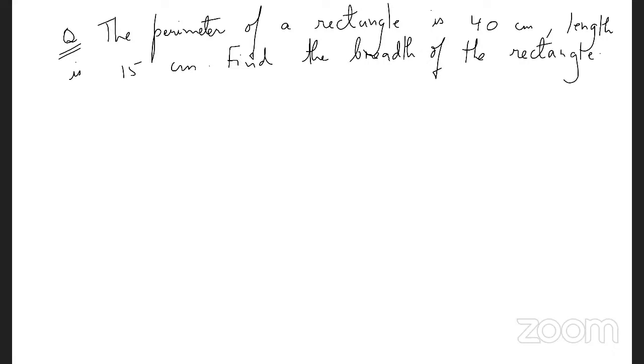We have to find the breadth of the rectangle. What we can do, write the formula: perimeter equals 2 into length plus breadth. Write down the values that we have. 40 equals to 2 into, length is what? 15, plus b. Solve this now.